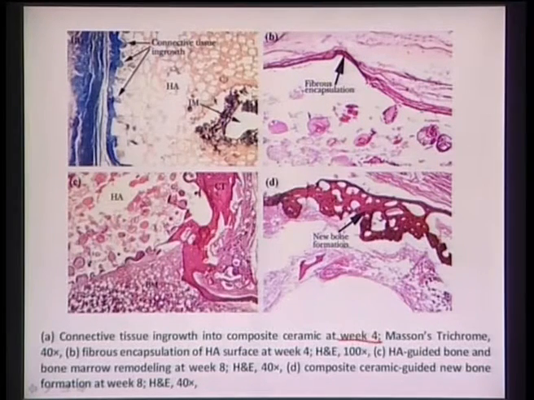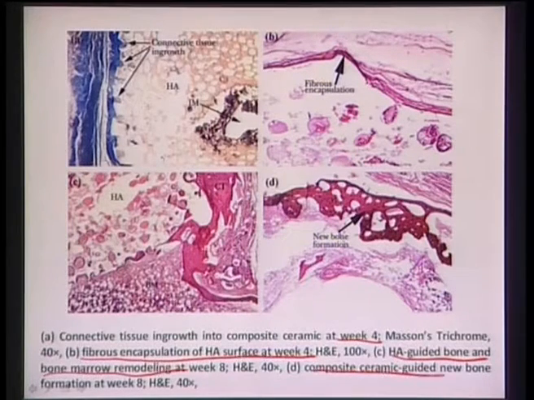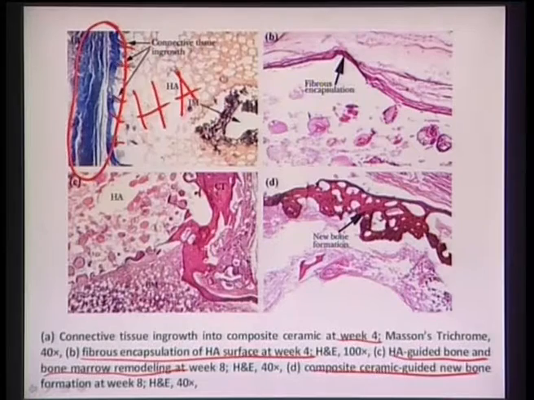Okay, and this is the fibrous encapsulation of hydroxyapatite at week 4, and hydroxyapatite bone and bone marrow remodeling at week 8, and composite ceramic new bone formation at week 8. Let's go through one by one. Now this one is actually connective tissue. After staining, you can see this connective tissue is growing inside the hydroxyapatite. This entire material is your hydroxyapatite. This entire region is your natural tissue.